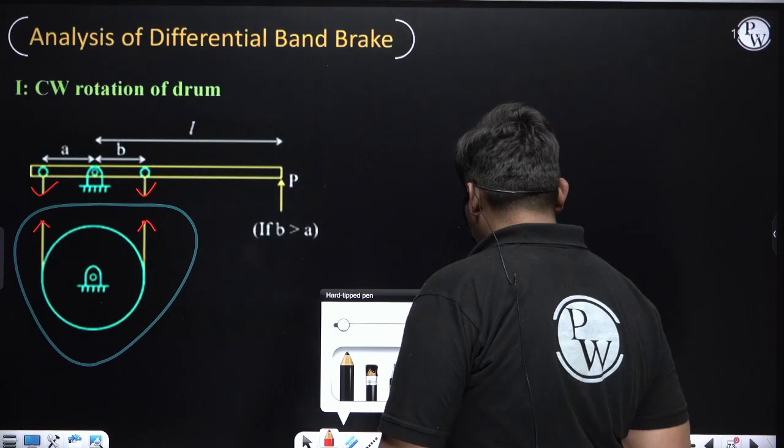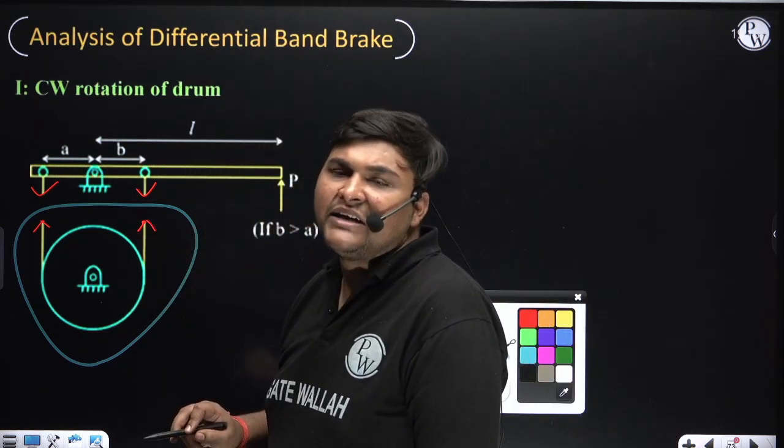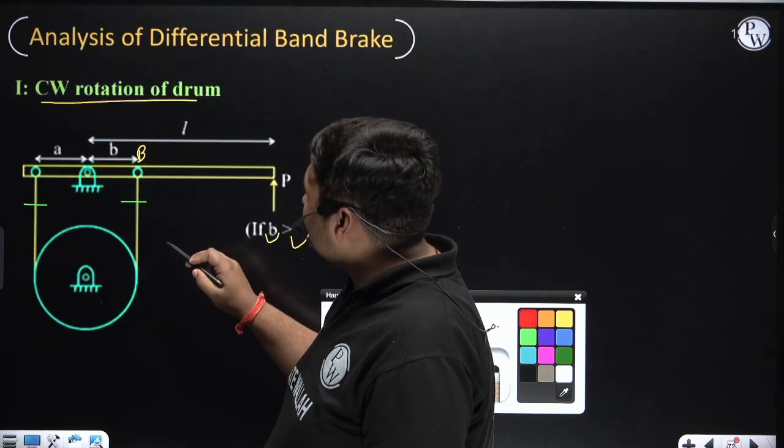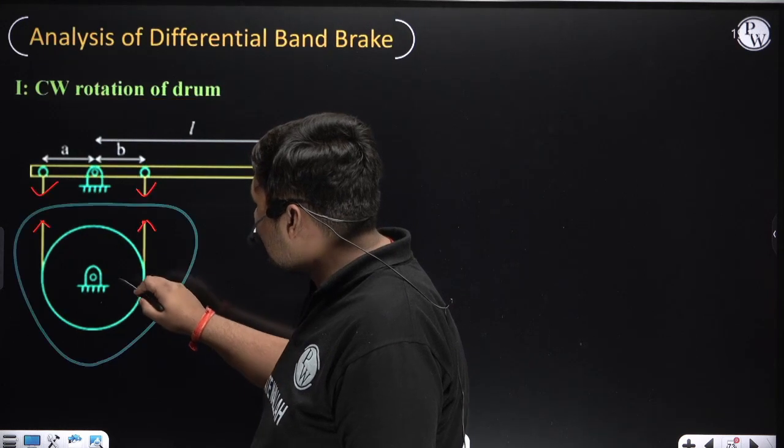Now in this FBD, suppose I am first doing analysis for this side. I am finding whether this side is the tight side or the slack side. Right now the drum is rotating clockwise. It is mentioned in the question.